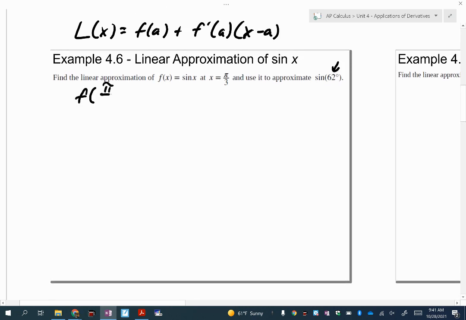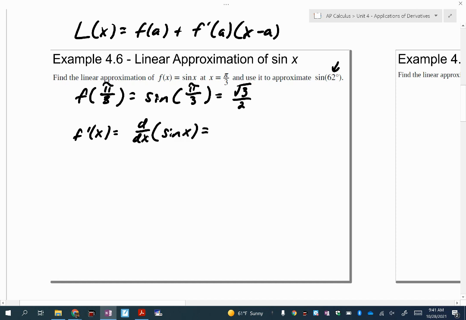So f of pi over 3, which is the sine of pi over 3. If you still need to use the trig formula sheet, please use the formula sheet. This pi over 3 is the same as 60 degrees. I know the sine of 30 degrees is 1/2, and the sine of 60 degrees is the square root of 3 over 2. Now I'm going to find the derivative of my function, which is d dx of sine of x. We know the derivative of sine of x is the cosine of x. And then I need to plug in my a value when I evaluate here.